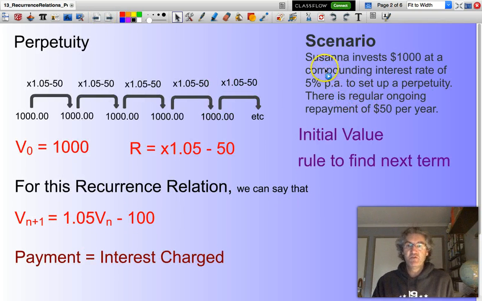So, consider the situation with Susanna. She invests $1,000 at a compounding interest rate of 5% per annum to set up a perpetuity. There is regular ongoing repayment of $50 per year. So, what will happen here? She starts with $1,000. That will earn $50 interest each year. And she will withdraw that $50 interest, maintaining the balance of the perpetuity at $1,000. And this will go on forever.